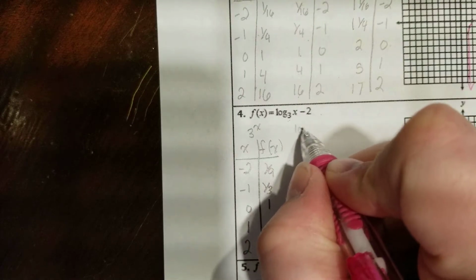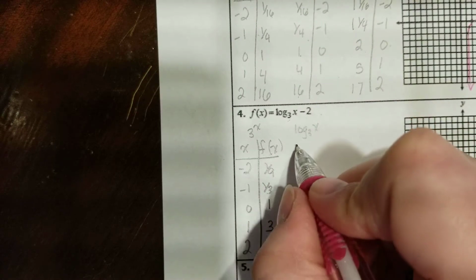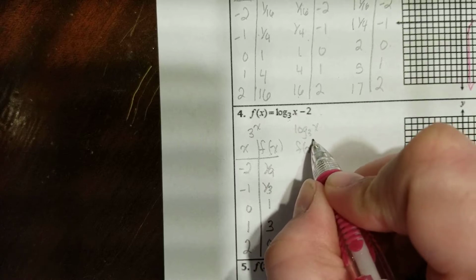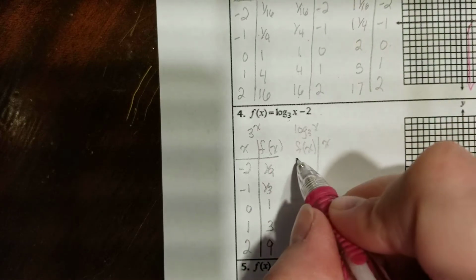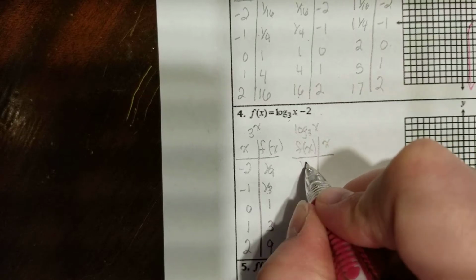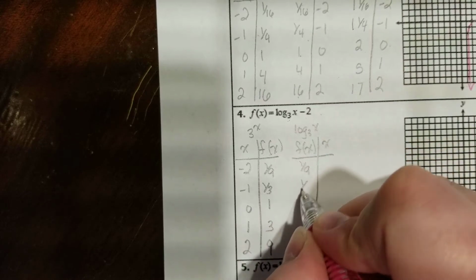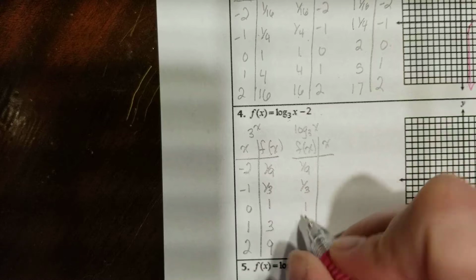Now to get log base 3 of x, we're going to flip them around. So f of x goes in the left column, and x goes in the right column. So just rewrite everything in their new columns.